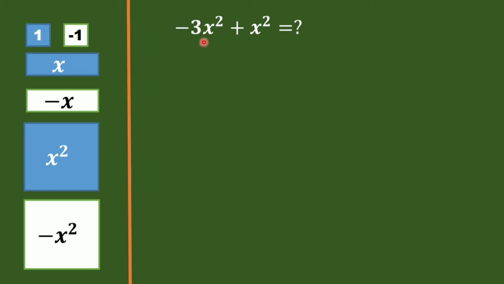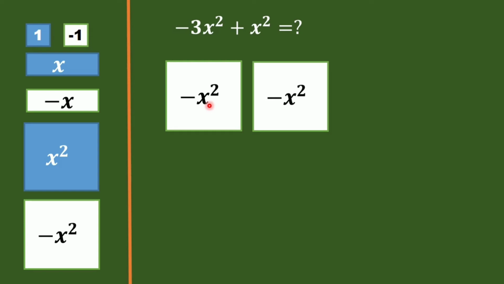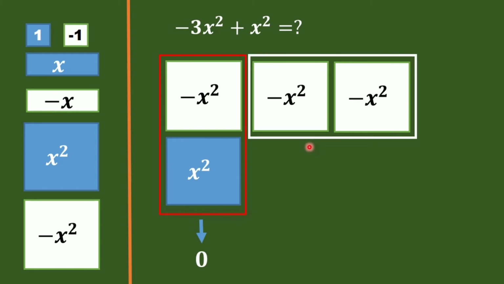Another example, negative 3x squared plus x squared. Now we will use the big tiles, positive x squared and negative x squared. There will be 3 negative x squared tiles. Plus x squared, we use the positive blue tile. And now we have this pair of positive and negative tiles that will be 0. What remains here is 2 negative x squared tiles. So the answer is negative 2x squared.